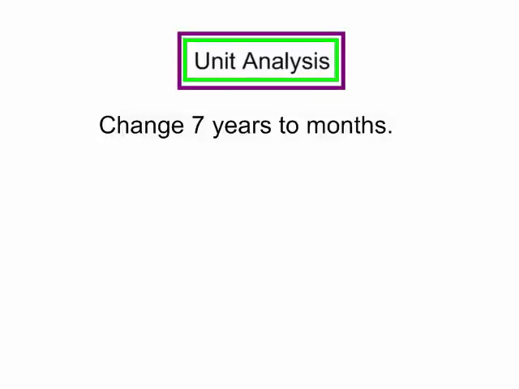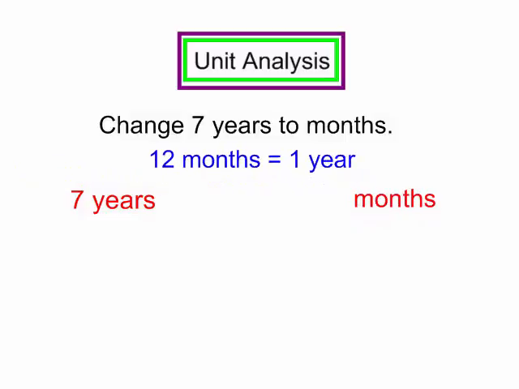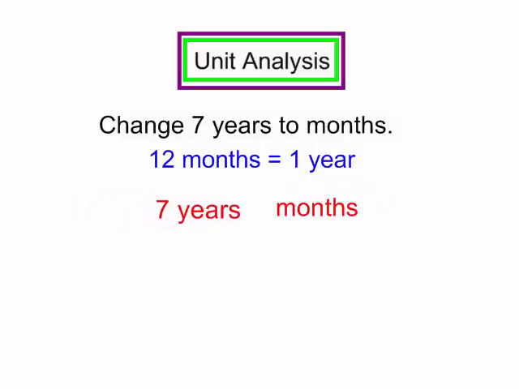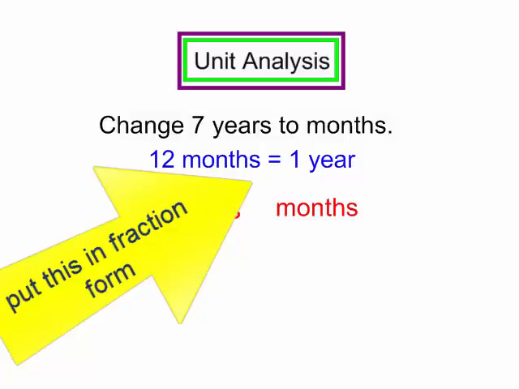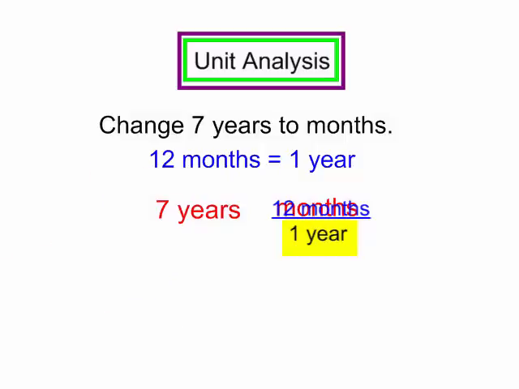Change 7 years to months. I'm starting with 7 years, and I want to end with months. Well, I do know that there are 12 months in 1 year. We have our beginning unit. We also have the ending unit. So I don't need lots of conversions here. I will just use one conversion that 12 months is equal to 1 year.